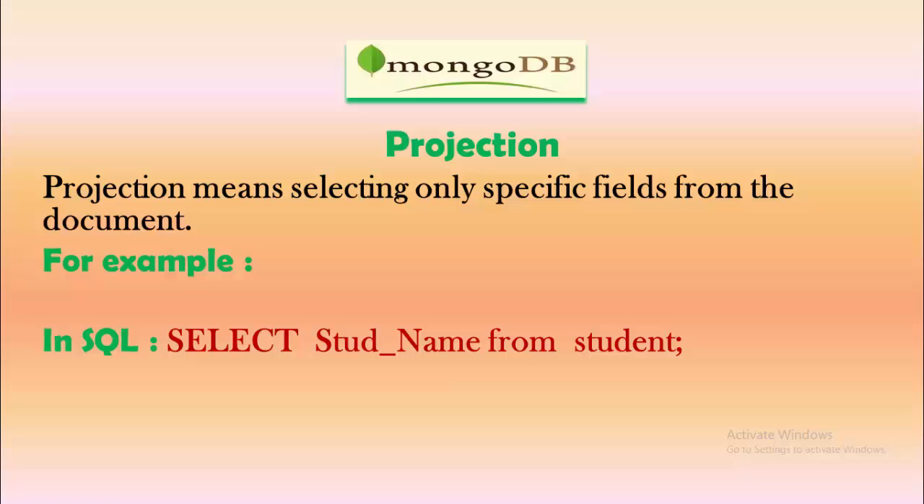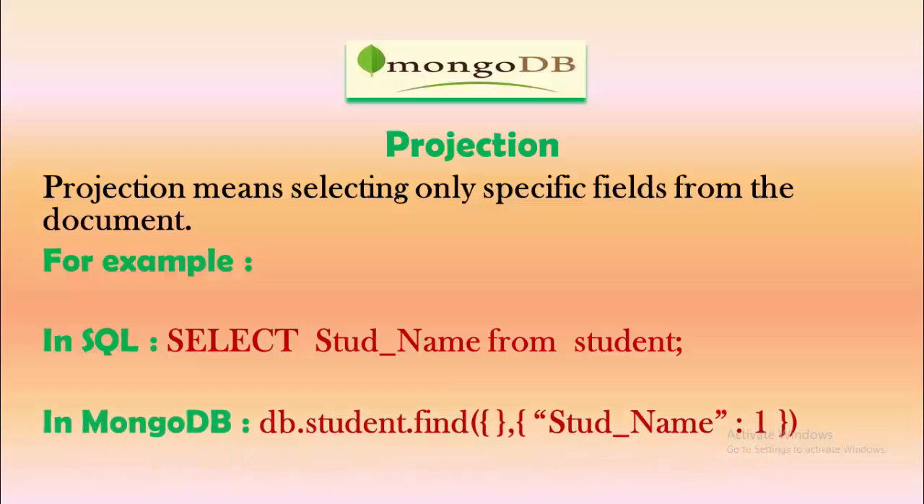So in order to show only student name from the student table, we'll just select student name, right? So it means we are not giving the where condition over here. We are just selecting the fields which we want to show, right? In case of MongoDB, the equivalent query for this is db.student.find. In the first parameter, we used to specify the selection criteria, but since in projection we only show the fields and not the selection criteria, we'll keep the curly brackets empty, and after that we specify the fields which we want to show.